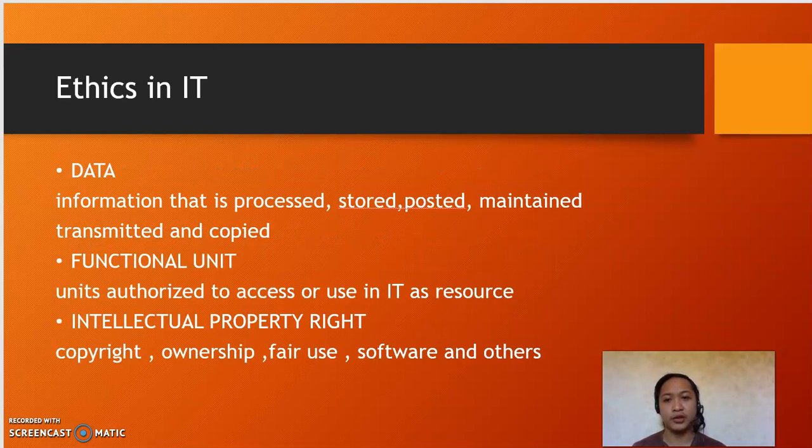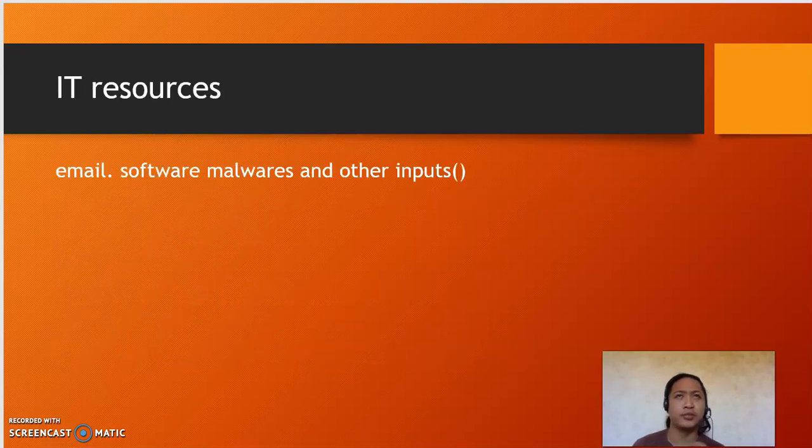Ethics in IT. What is ethics in IT? Data, information that is stored, posted, maintained, transmitted and copied. This is the most common in IT because you always process data. Functional unit: units authorized to access or use IT as a resource. Intellectual property rights: copyright ownership, fair software and others. You should always consider copyright ownership. You should always have a citation for the owner or the company. IT resources can be used on every data. Mostly today, because we are using email software, there are malwares and others.